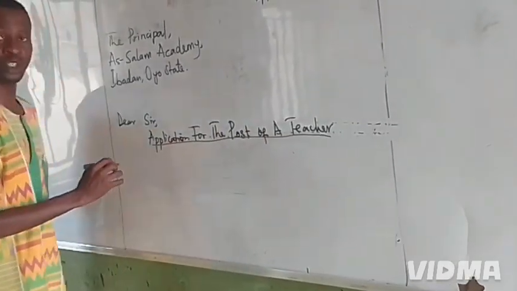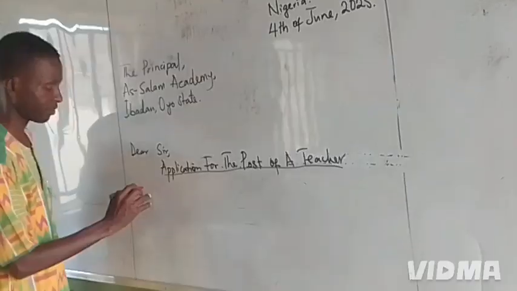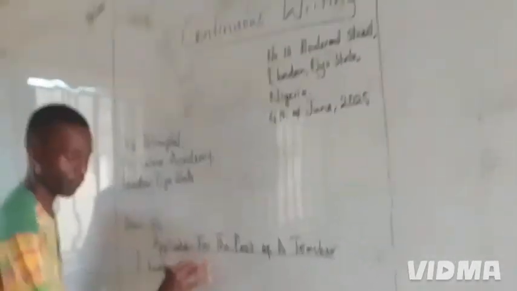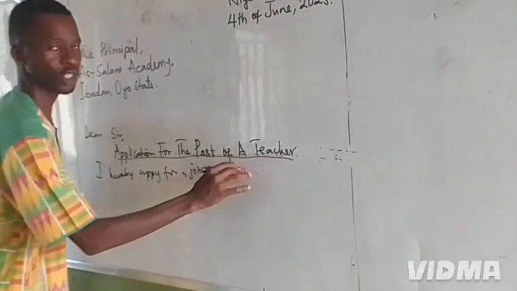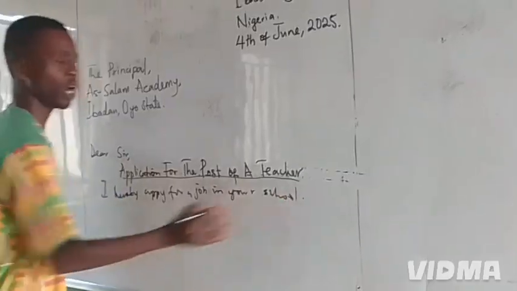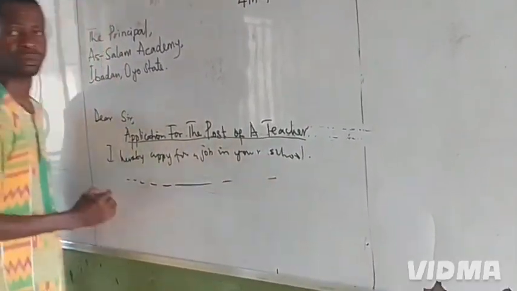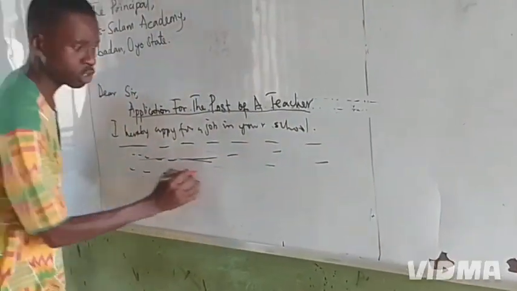Now, you go straight to the point. You are not allowed to breathe in a formal letter. I hereby apply for a job in your school. You just go straight to the point. Immediately you're done with that, the second paragraph, details about yourself. Last paragraph, conclusion.